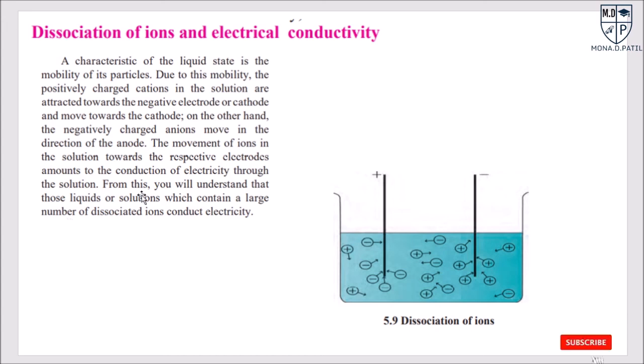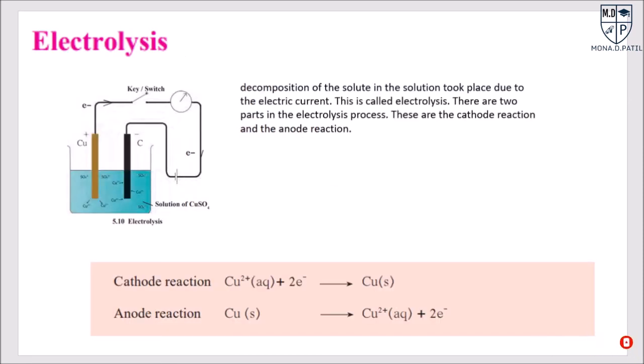From this you will understand that those liquids or solutions which contain a large number of dissociated ions conduct electricity. Here, electrolysis. So electrolysis means what? Decomposition of solute in solution takes place due to the electric current. This is called electrolysis. So here there are two parts in the electrolysis process, the cathode reaction and anode reaction. Here copper is the cathode and carbon rod is the anode.